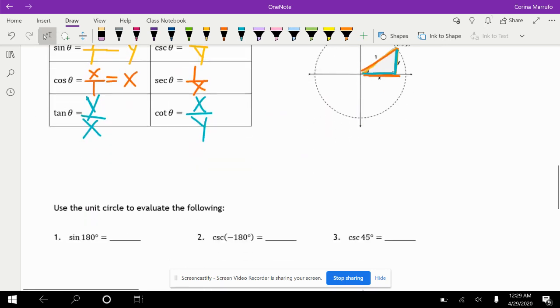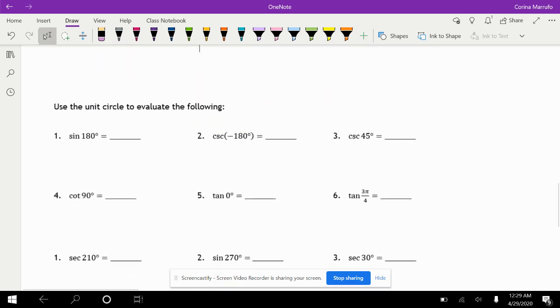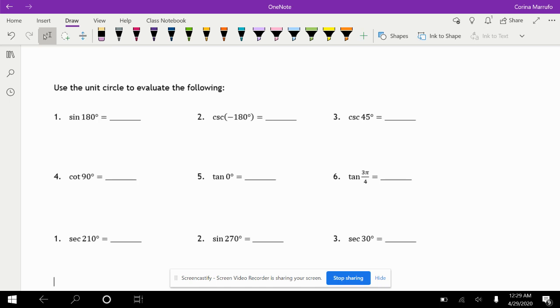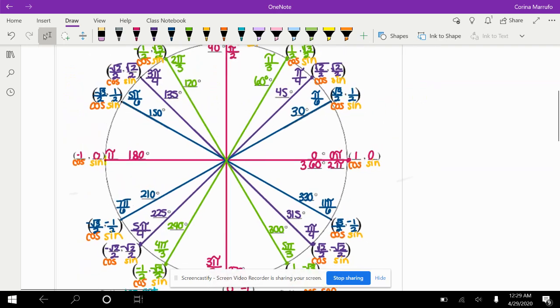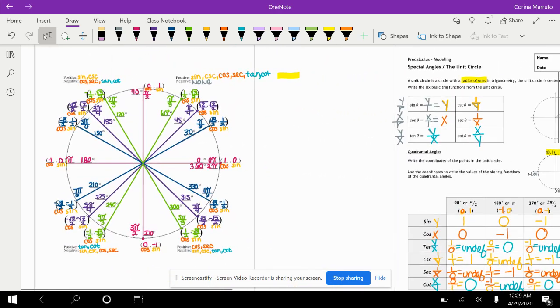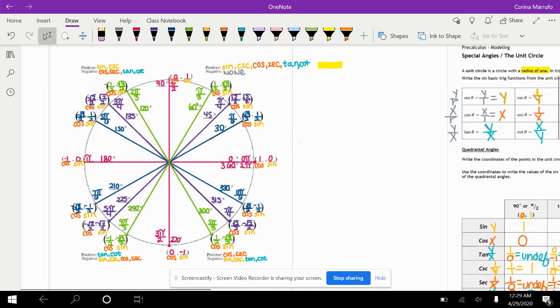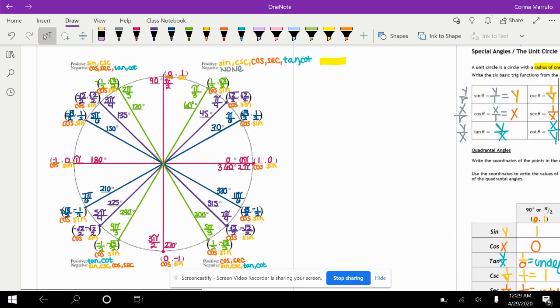So now what we're going to do is, it says use the unit circle to evaluate the following. So you're going to need the unit circle to complete your assignment. If you want to go ahead and screenshot this, or copy it down, ignore what we have here to the right. You don't need that section. But right here, you can screenshot it or copy it down. That way it's going to help you on your assignment, okay?